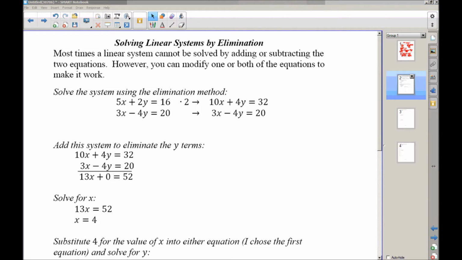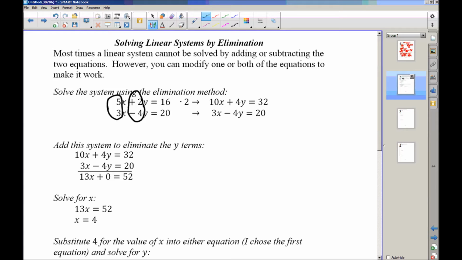So on our second page, we have solving linear systems by elimination. Most times, a linear system cannot be solved by just adding or subtracting the two equations. However, you can modify one or both of the equations to make it work. Here's an example. We have 5x plus 2y equals 16 and 3x minus 4y equals 20. Right now, these coefficients are 5 and 3, which are neither opposites nor the same. And these coefficients are 2 and -4, also neither opposites nor the same of each other.